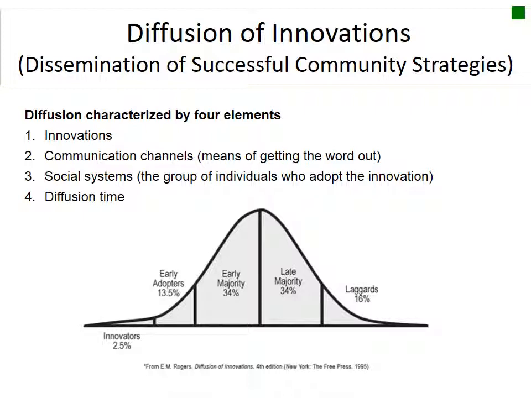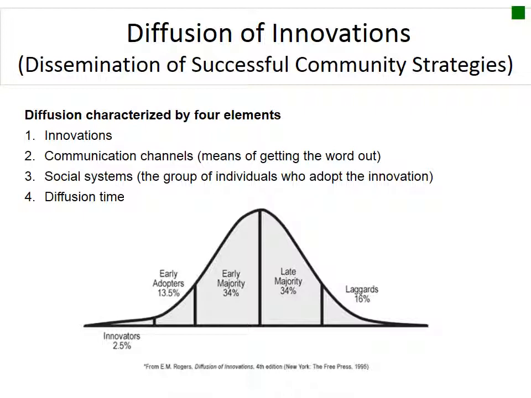And then, what are some of the ways to disseminate a successful community strategy? Well, we take some business and marketing theories to help us diffuse some of the innovations that we have in healthcare. So similar to Apple marketing their products, we're going to do the same thing in terms of marketing our social and public health programs.